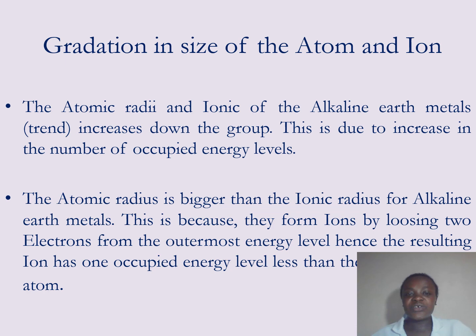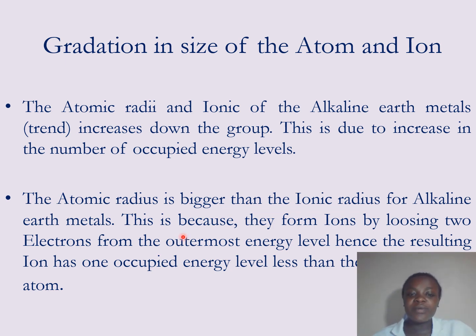So we look at the gradation in size, that is what happens to the atomic size and ionic size of alkaline earth metals. The atomic radii and ionic radii of the alkaline earth metals increase down the group. This is similar to the alkaline metals, and the reason was also the increase in the number of occupied energy levels, which makes the atomic size increase as you go down the group.